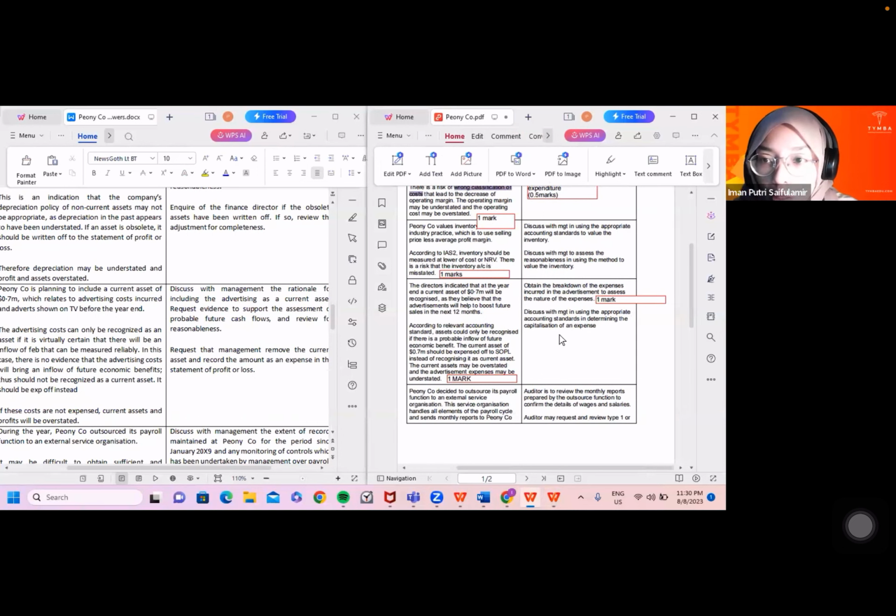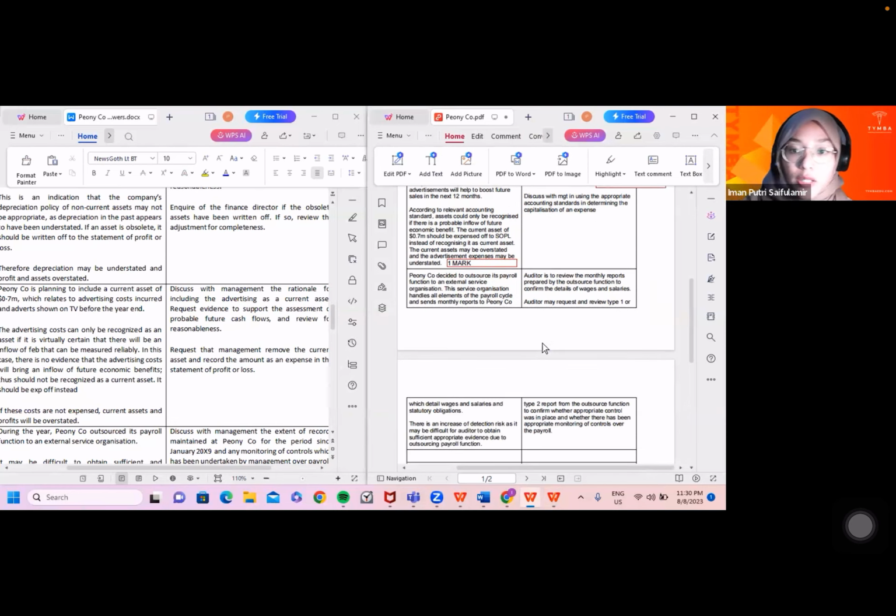Okay, how you can improve this second point is you have to tell them what they are supposed to do. Discuss with management on the correct accounting treatment. So we will discuss with management on the correct accounting treatment, and we want to ensure that they remove the current asset and record an expense instead for the advertising costs.